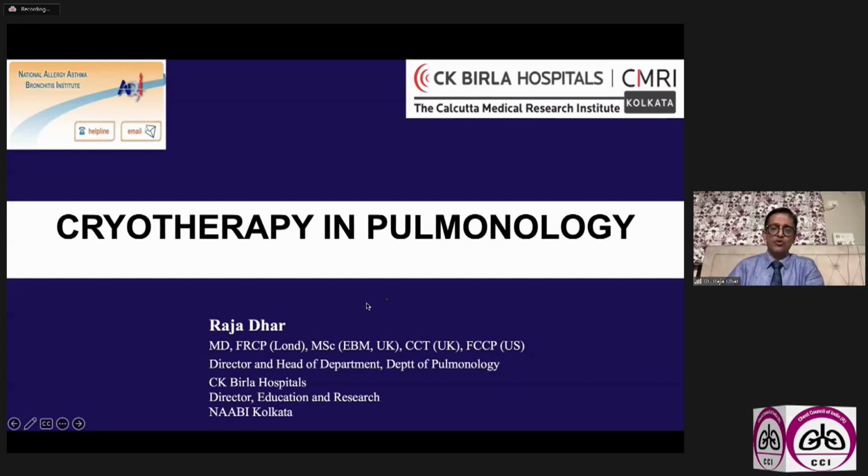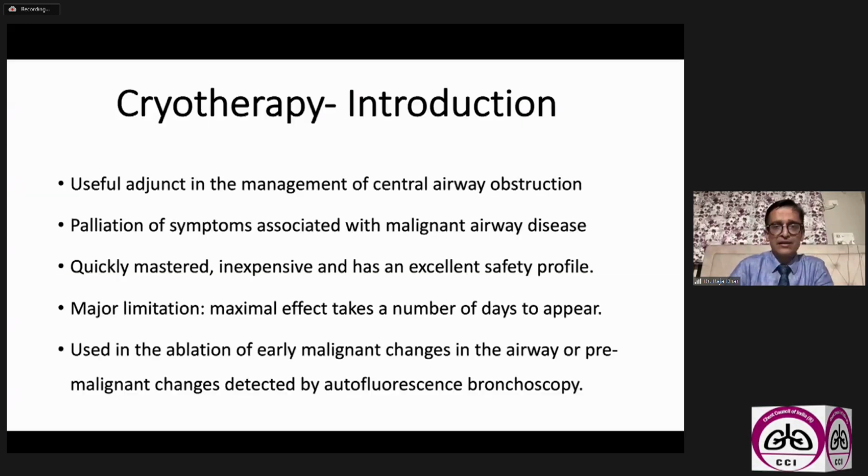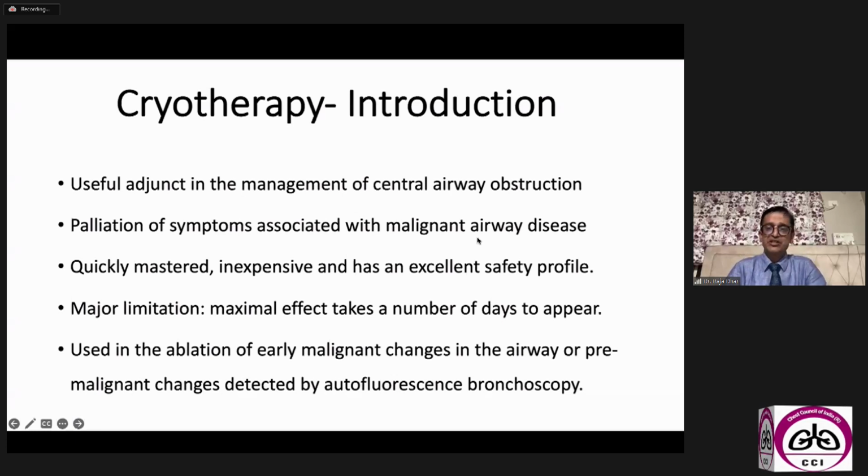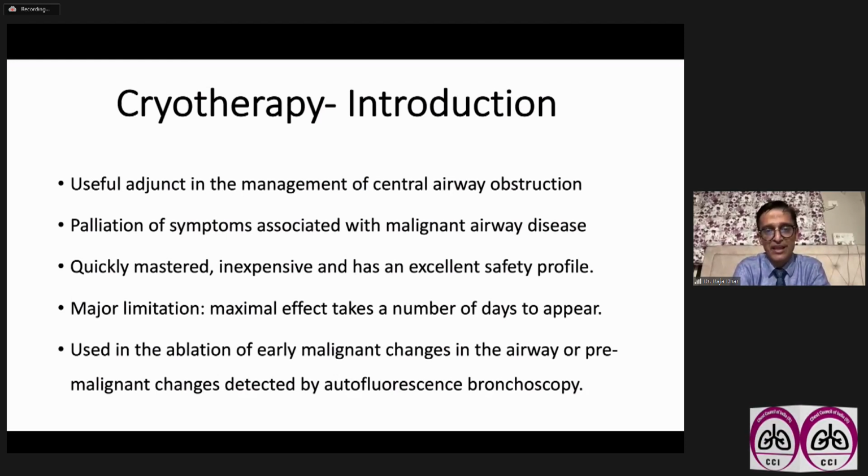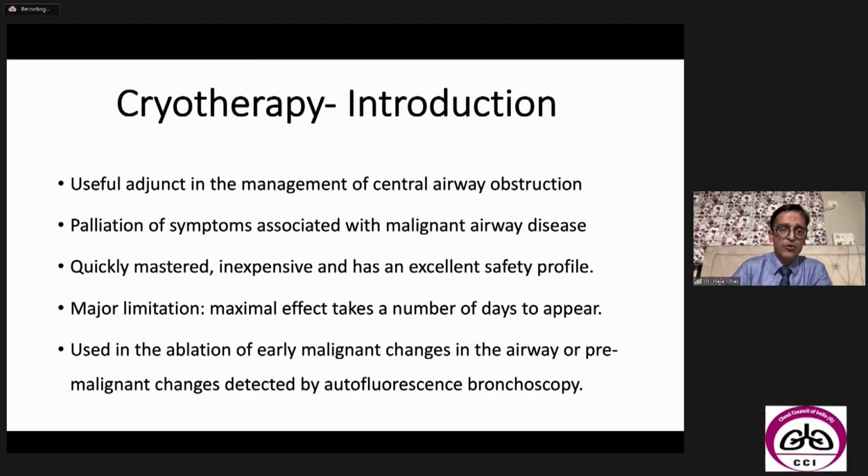Grand. So that's my topic today. And I have got an introduction, which is a traditional introduction from a 2016 paper, which is more or less when I personally started doing cryo. And you can see that how the introduction is designed is actually different to how we use cryo today. So it says that we use it in the management of central airway obstruction, which is true. The fact that it does palliation in malignant airways disease, the fact that it's mastered easily, quickly, it's safe, inexpensive, is something which is also true.